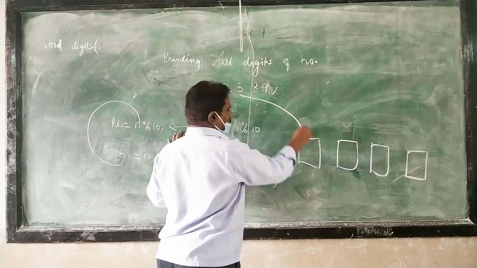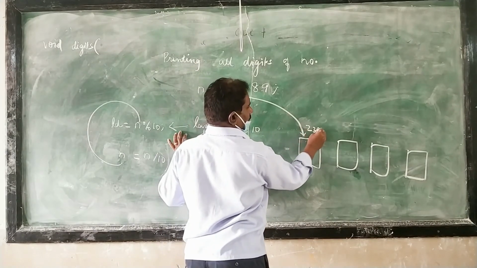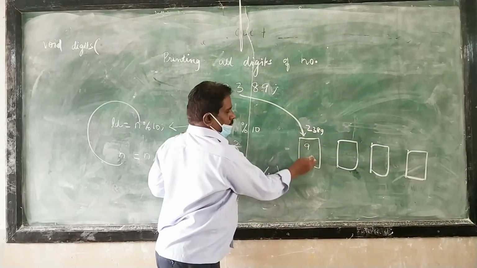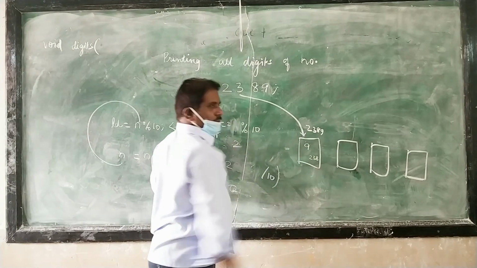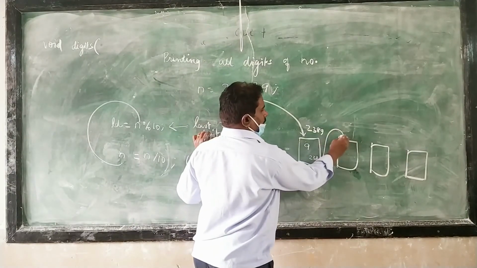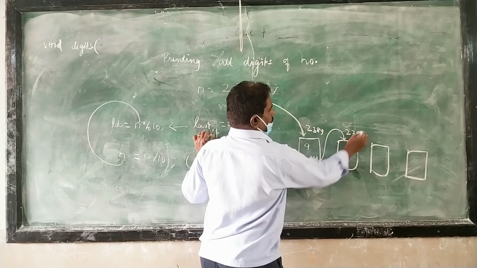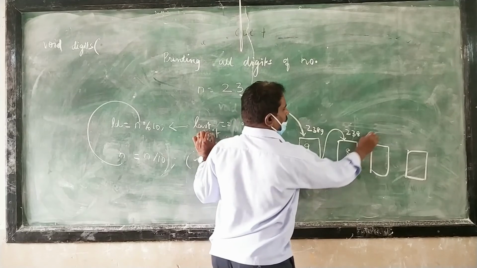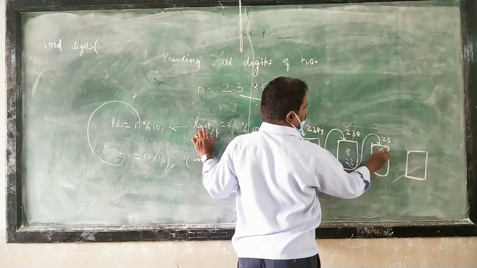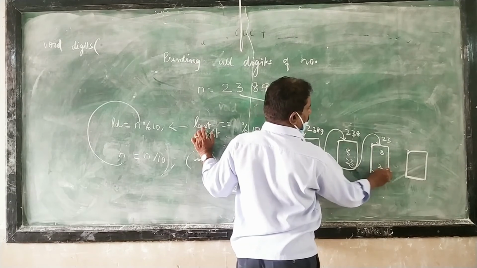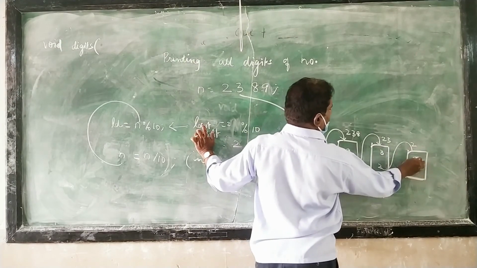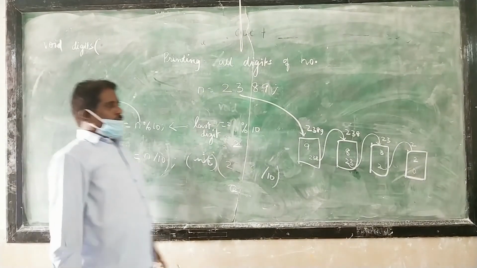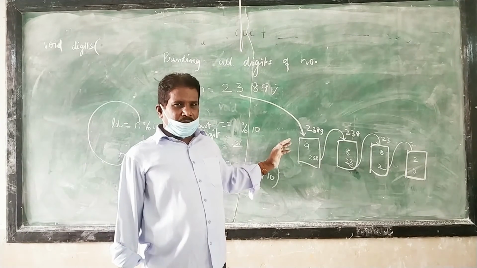So first time we want the actual number, 2389, and from that I will take out 9 and remove 9 and it will become 238. Then that 238 I will send here, and I will take out 8 and remove 8, it will become 23. That 23 I will send here, and I will take out 3 and remove 3, it will become 2, and that 2 I will send here, I will take out 2 and remove 2, it will become 0. I hope you are clear with what I am saying, isn't it?